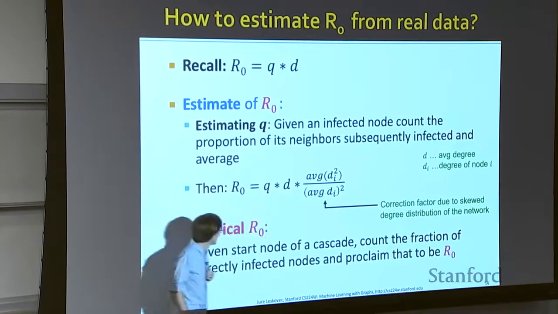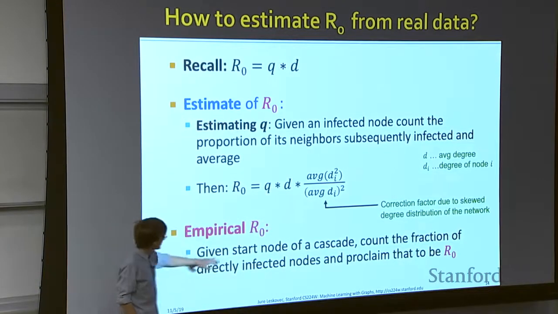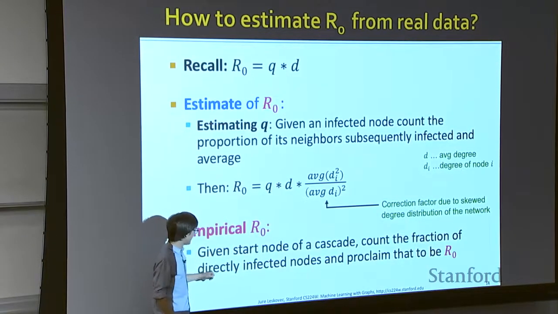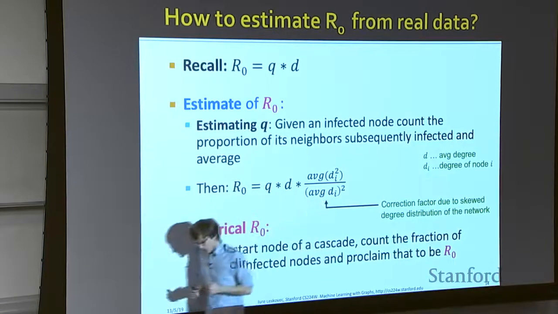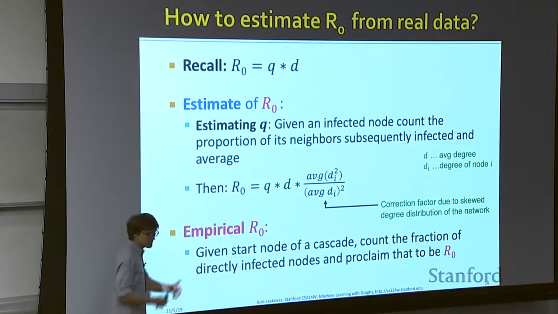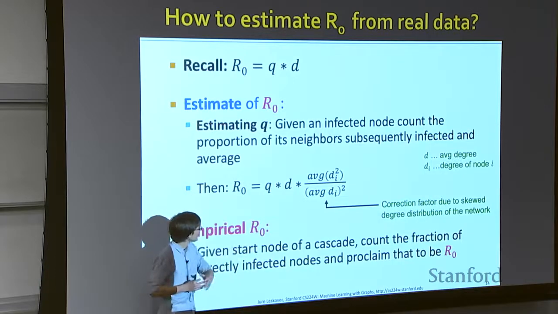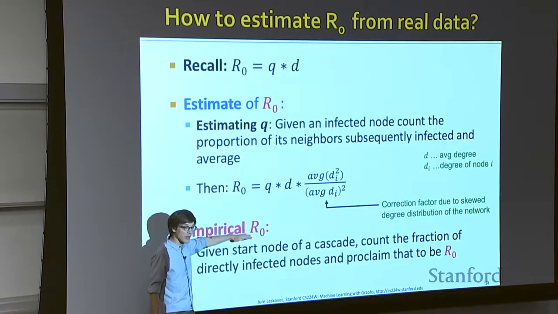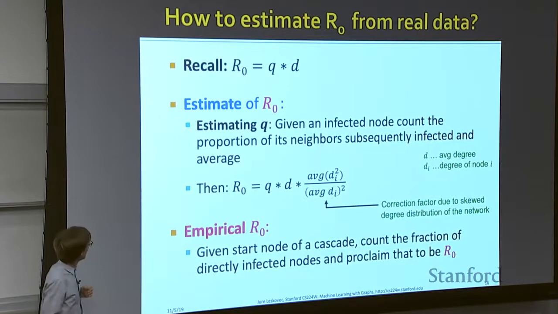But for us, let's just think about this. It's Q times D. And another way to estimate this R0 is to do it empirically, where you could say, given a starting node of a cascade, count the fraction of directly infected nodes and proclaim that to be R0. Right? So you could just say, patient 0, what is the number of infected nodes? That's my estimate of R0, versus I see the entire cascade, and out of that I computed this. And the question is, how good is this empirical estimate at the root? How close is it to the overall estimate?